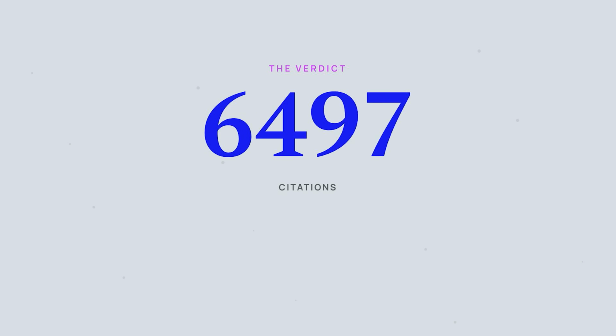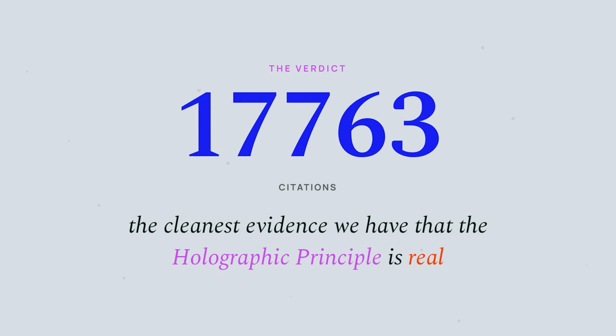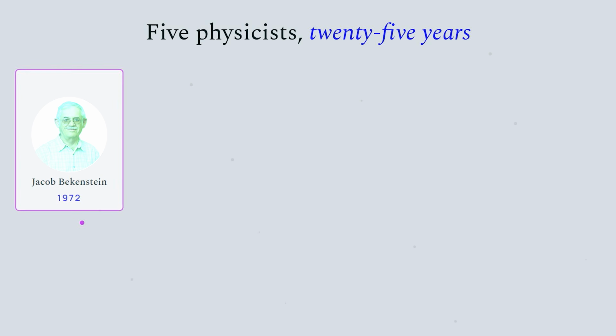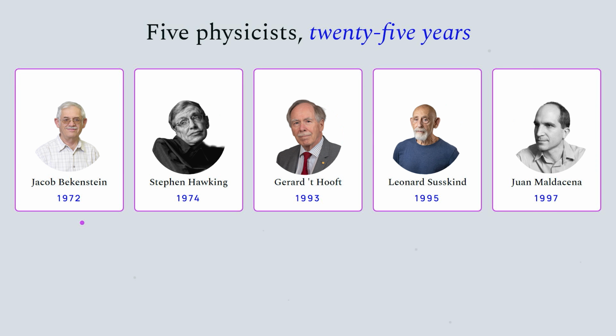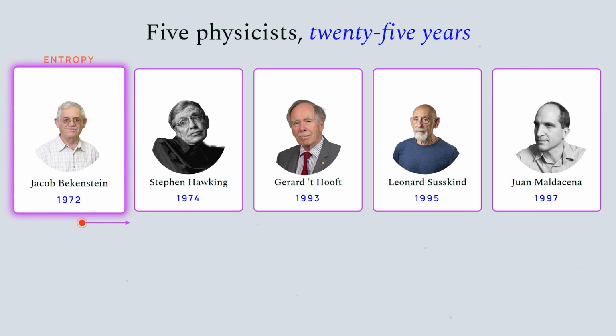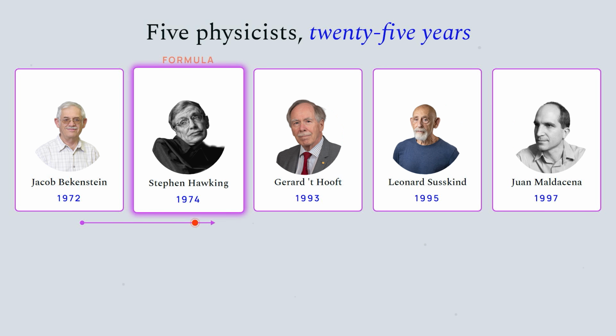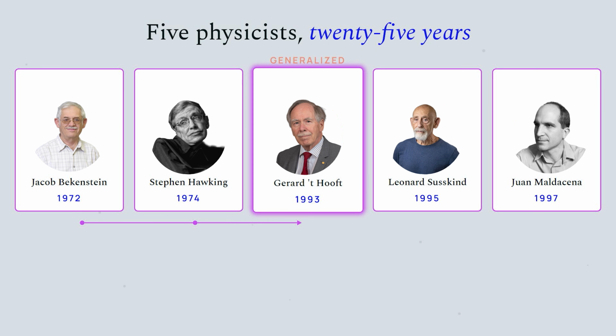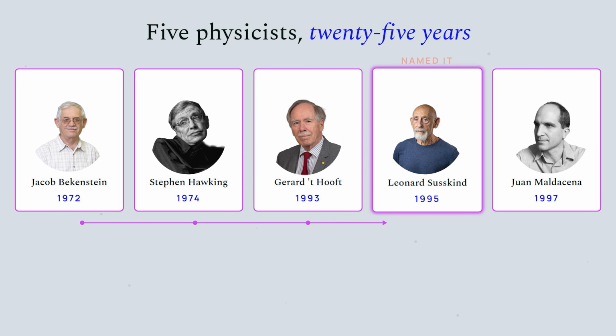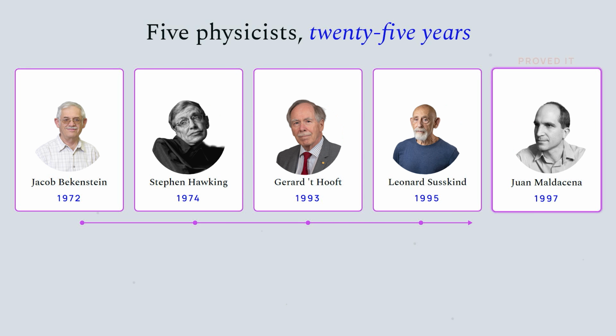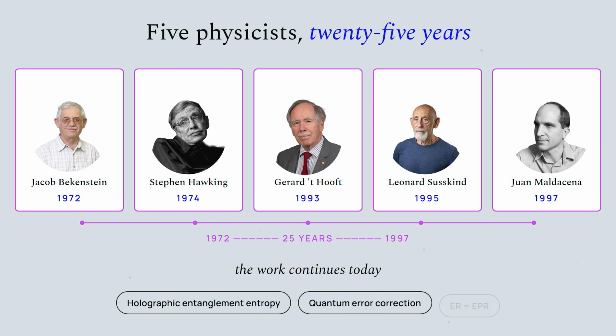20,000 citations later, it remains the cleanest evidence we have that the holographic principle is real. 5 physicists, 25 years, one idea that quietly remade modern physics. Bekenstein gave us the entropy, Hawking gave us the formula. 't Hooft generalized it, Susskind named it, Maldacena proved it. And the work continues today. In holographic entanglement entropy, in quantum error correction, in the structure of the universe, in the conjectured equivalence between wormholes and entangled particles. Every one of those frontiers traces back to a single observation, that the inside might just be a projection of the boundary.